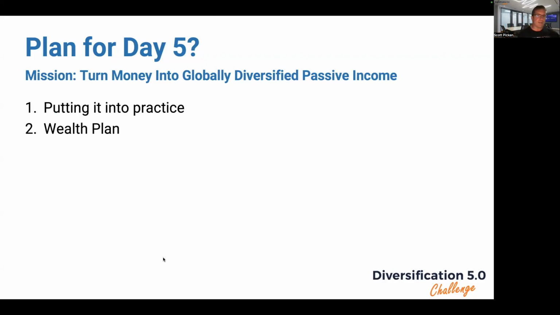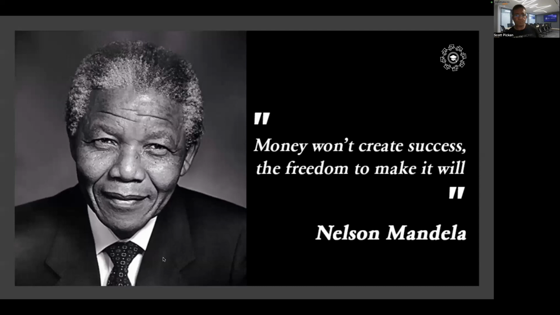If you've come this far, the dabblers are gone. The stressors have stressed themselves beyond belief. But if you've come this far, make sure you finish strong tomorrow. Take the theory and turn it into practice. And I promise that my intention tomorrow will be to take that hope, to give you a plan, and literally you'll now know that it is possible. You'll have the belief, but more importantly, you'll have a plan and you'll have a way to get results. Money won't create success. The freedom to make it will.